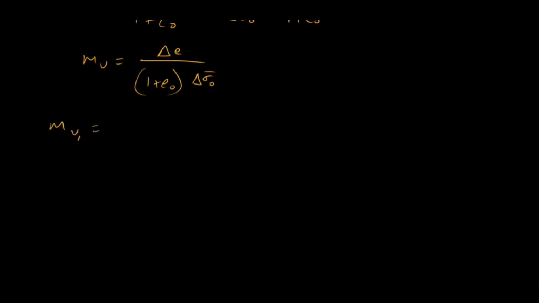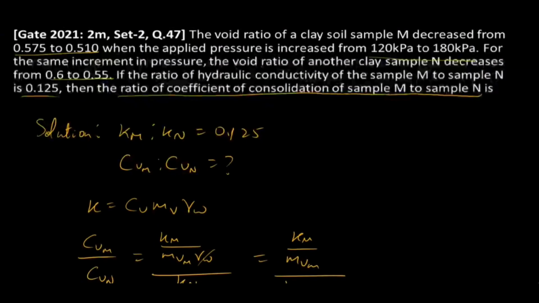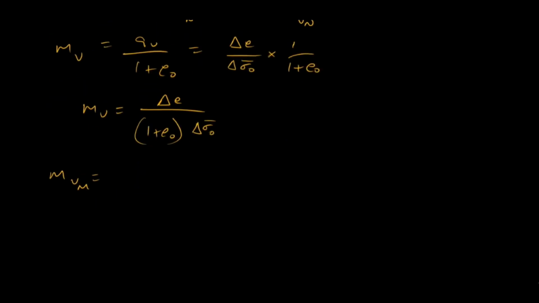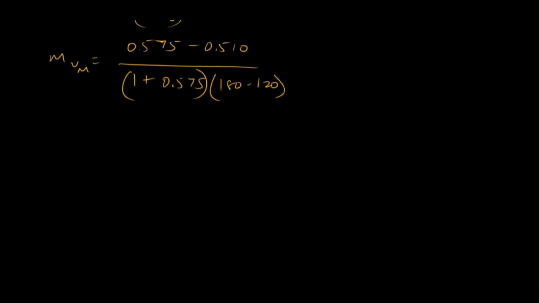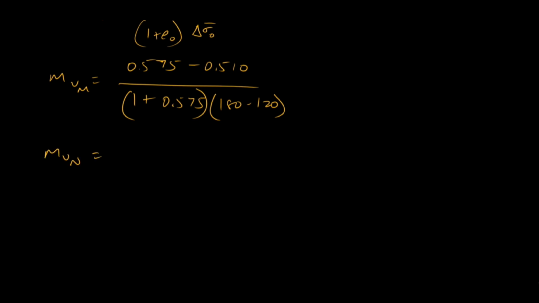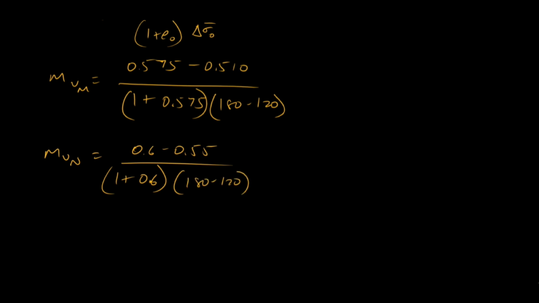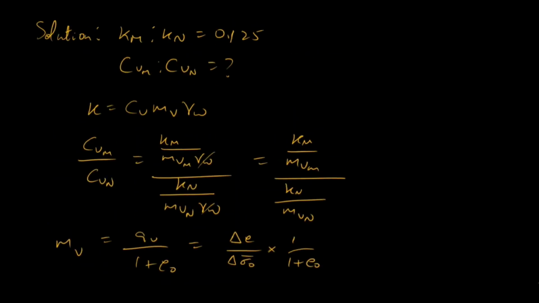So MV of M, that is change in void ratio. Void ratio has been decreased from 0.575 to 0.510, divided by 1 plus the initial void ratio, which is 0.575. And change in effective stress will be 180 minus 120. And MV for N will be equal to change in void ratio, 0.6 minus 0.55, divided by 1 plus 0.6 into 180 minus 120. Now we take this value and solve into this equation.